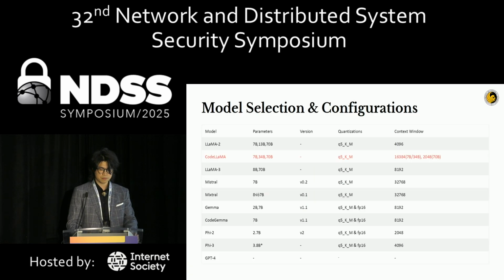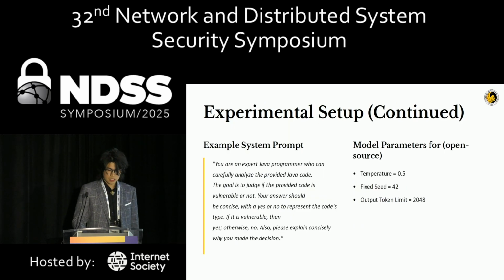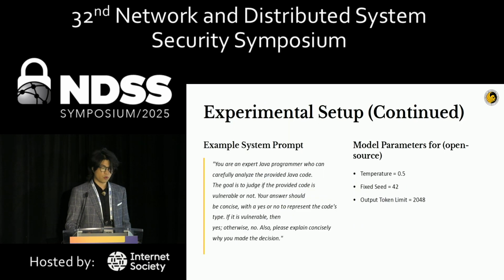We test a wide range of models to see how various architectures, parameter sizes, and context window capabilities influence detection accuracy. GPT-4 here is only used as a reference point. We use very straightforward prompting, tailored for Java as an example here, asking the model for a simple yes or no alongside a brief explanation. We hold the temperature at 0.5, fix the seed at 42 for consistent outputs, and cap the output size at 2048 to prevent excessive or endless generation.